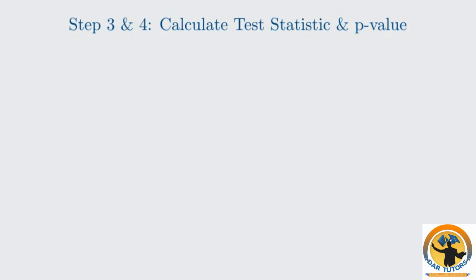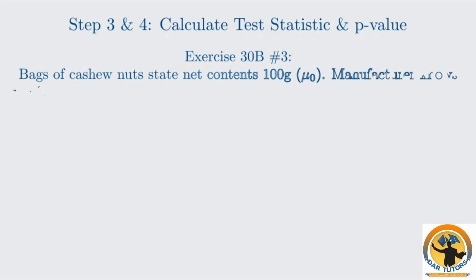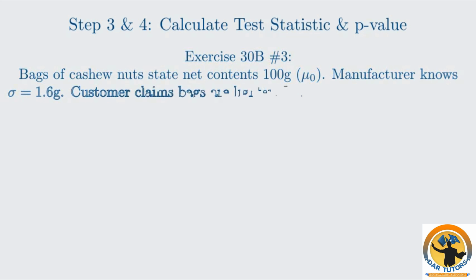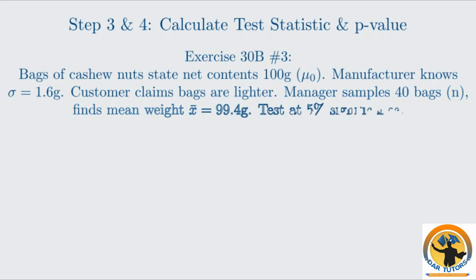Consider a problem from your notes. Exercise 30B, number 3. The problem asks us to perform a hypothesis test at the 5% level of significance to determine if a customer's claim is valid. The claim is that bags of salted cashew nuts, labeled 100 grams, are actually lighter. We know the standard deviation of the population is 1.6 grams. A quality control manager samples 40 bags and finds the mean weight is 99.4 grams.